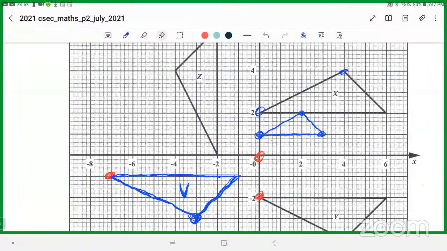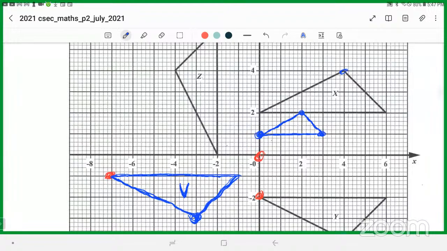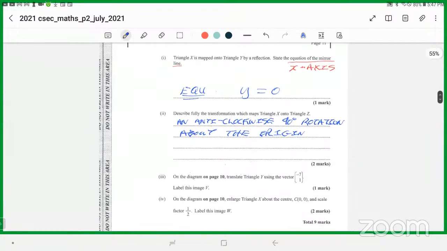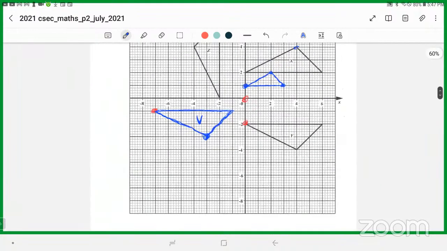That's the enlarged triangle, but it really gets smaller, but still an enlargement. It's enlarged by a scale factor of a half. That's why it is now half. But they want us to label that one. Half the size and half the distance. W. So label this one W.